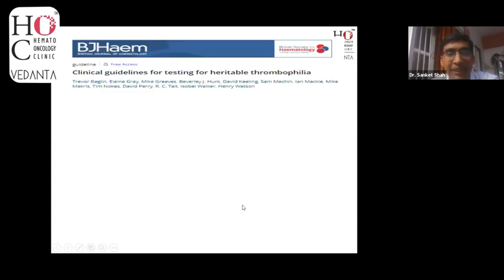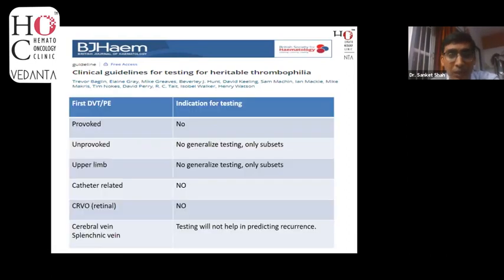This is a British Journal guideline on how or when you should test for hereditary thrombophilias. If it is a first DVT, provoked, no testing. Unprovoked or upper limb, it should not be generalized. Not everyone should be tested. Only a few subsets who are considered high risk should be tested. If it is catheter related, no testing. Retinal vein obstruction, no testing. Cerebral vein or splanchnic vein, you can test, but it does not help to predict the recurrence and thereby management.